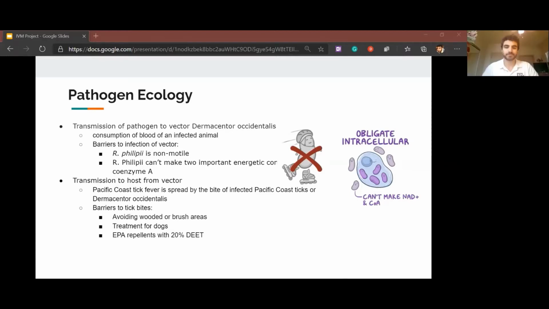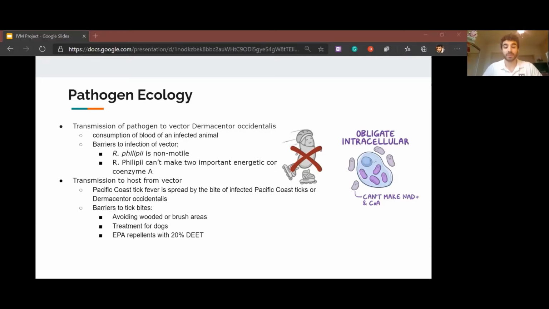How does the vector transmit the pathogen? Well, Dermacentor occidentalis must be attached to the skin for at least 4 to 6 hours after bite before it can infect a person. And a person can also become infected if crushed tissues or feces from the tick enter a break in the skin or mucous membranes. And this is why it's important to wash your hands and the bite site with soap and water after removing a tick, and apply an antiseptic to the bite site.